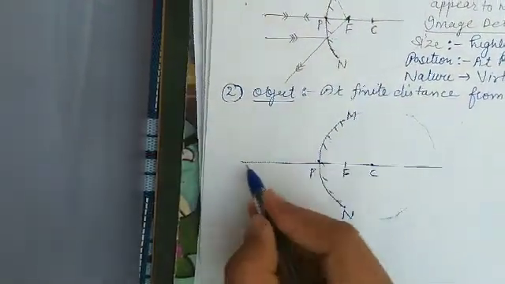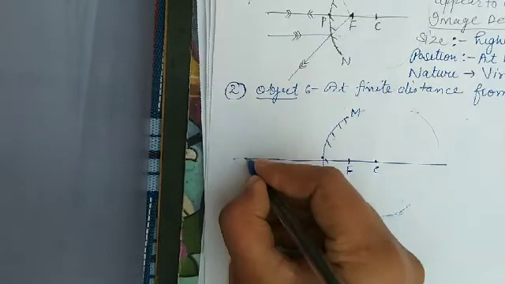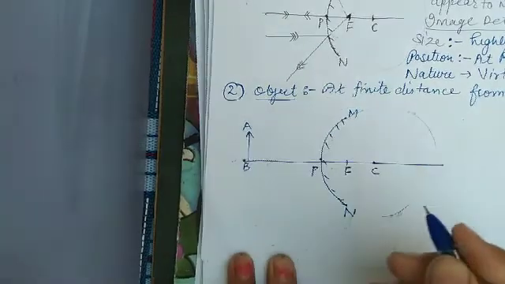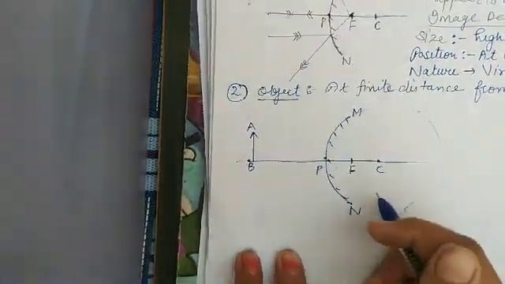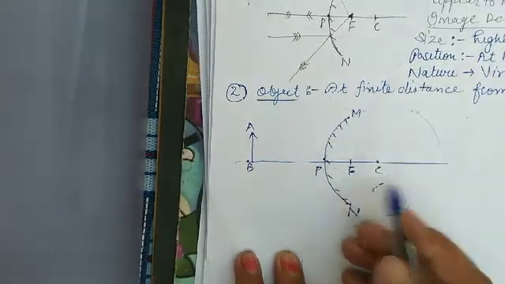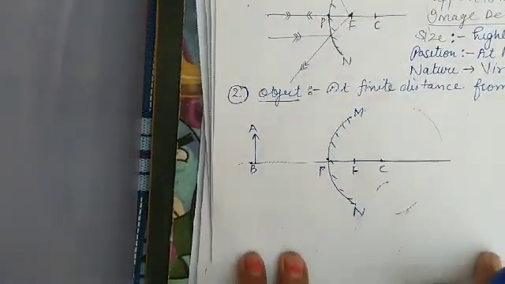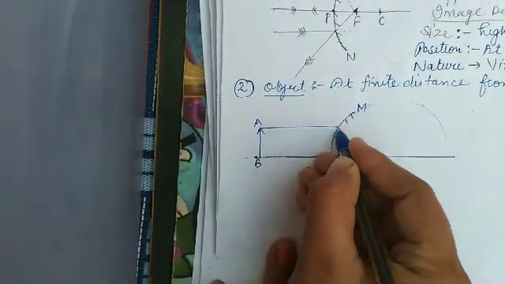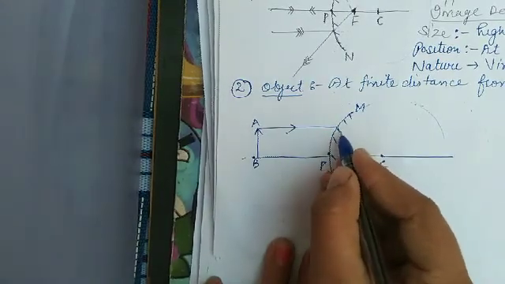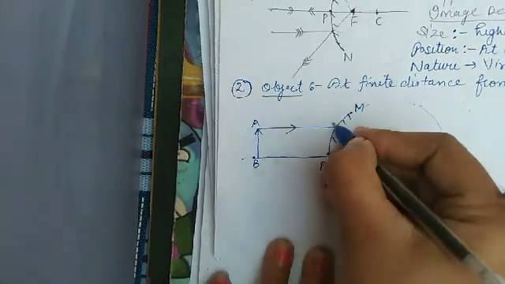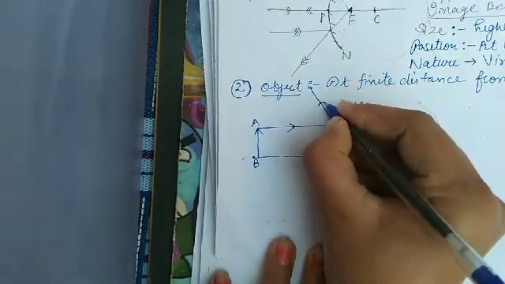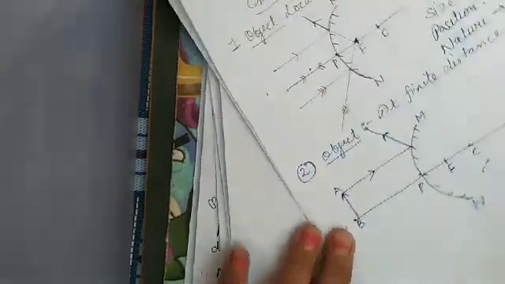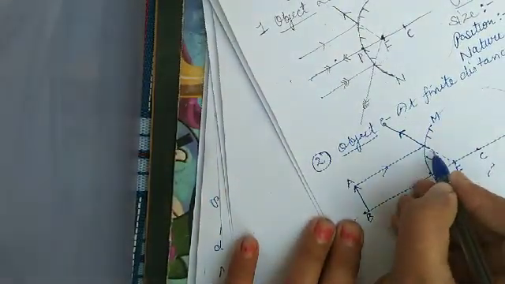Okay, now the object is located at a certain finite distance. Let us say this one is our object AB. The object is located at a finite distance. We have to trace for the image. Okay, so for the image, I have to consider any two rays. The first ray is parallel to the principal axis and appears to pass through the focus. Being diverging in nature, it will spread away from the principal axis. Okay, and it means it appears to be coming from the focus.